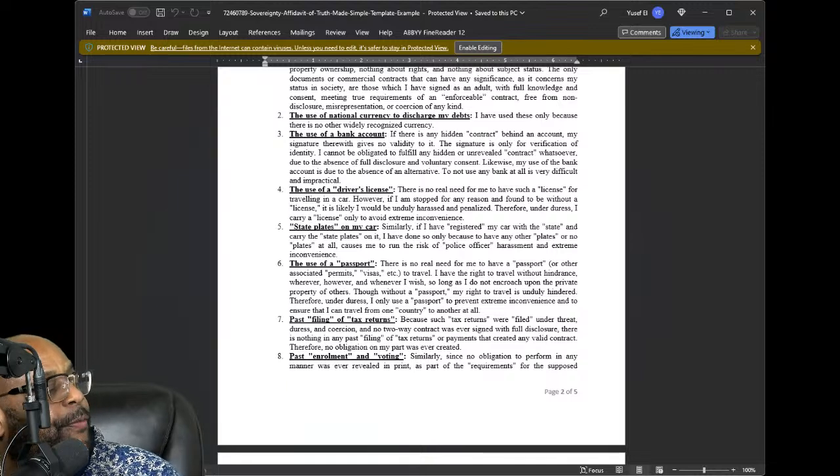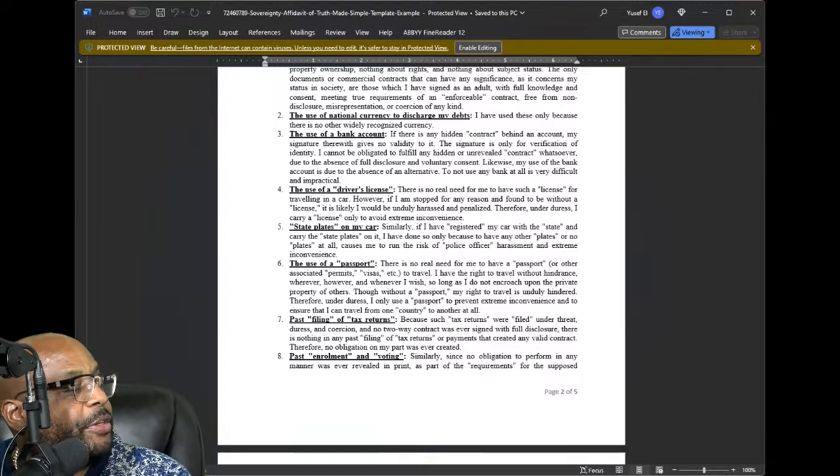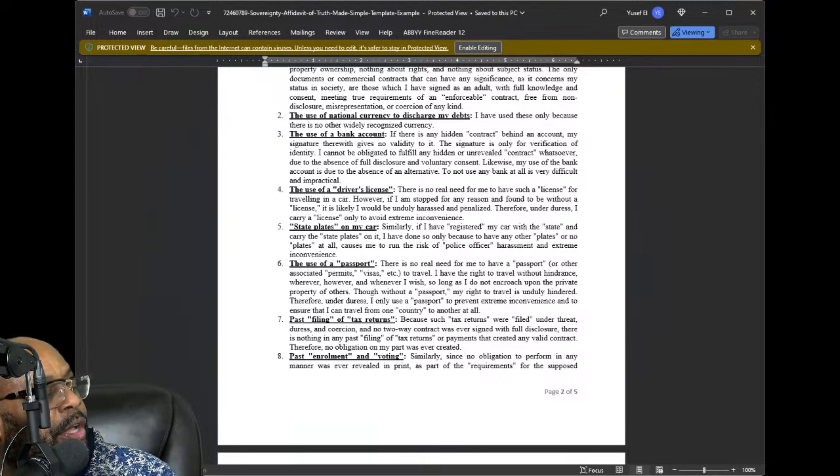There is no real need for me to have a passport or any other associated permits, visas, etc. to travel. I have the right to travel without hindrance however and wherever I wish to go, so long as I do not encroach upon the private property of others. Though without a passport, my right to travel is unduly hindered. Therefore, under duress, I only use a passport to prevent extreme inconvenience and to ensure that I can travel from one country to another at all.